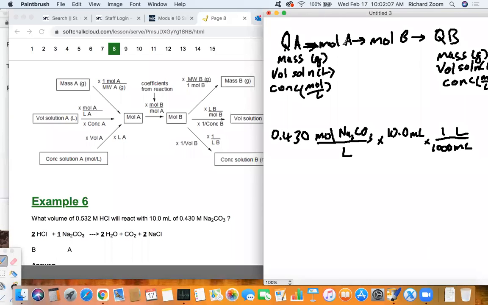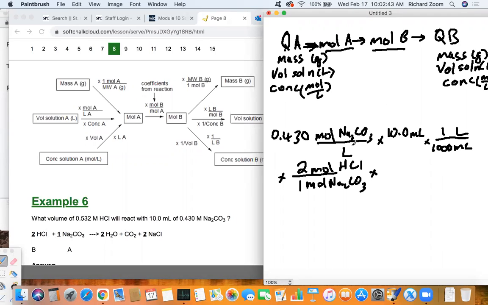All right, so where are we in the flowchart? We're right here. We're at moles of Na2CO3. The next thing we need to get is moles of HCl. So I know that moles of Na2CO3 go on the bottom to cancel. And I know moles of HCl will go on top. So what's the relationship between those? We get that from the actual reaction. We see there's 2 moles of HCl for every 1 mole of Na2CO3. And remember, you'll always be given a reaction in these kinds of problems.